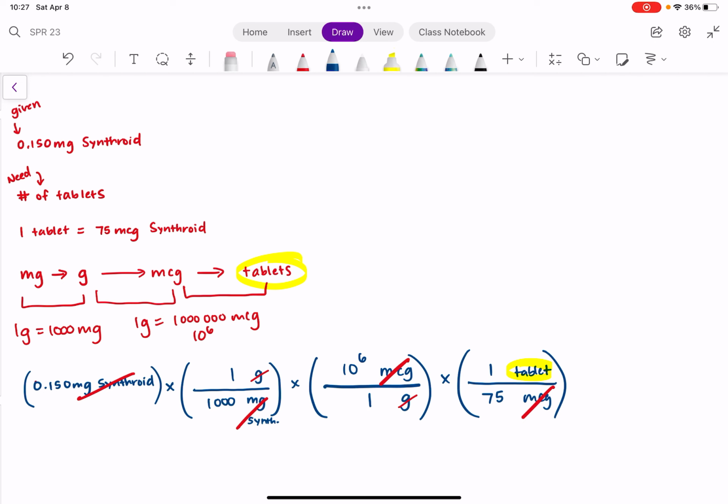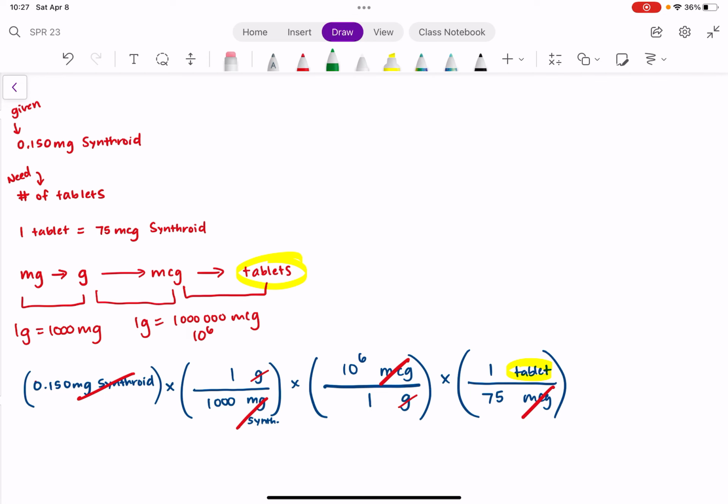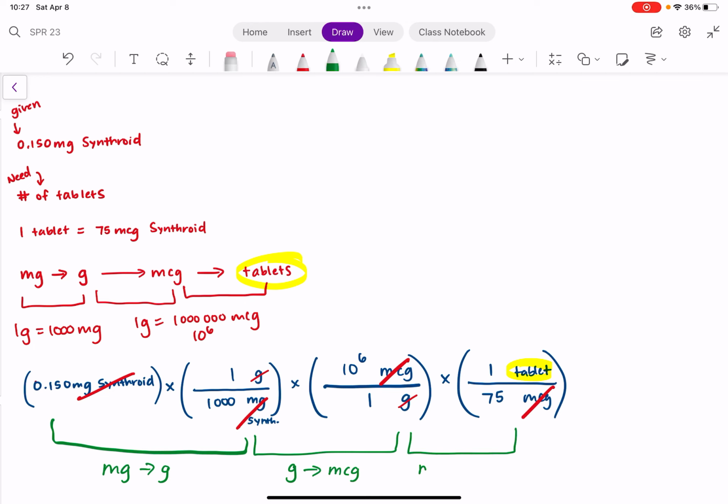So let's look here in a different color. This step was going from milligrams to grams. This step was going from grams to micrograms. And this step was going from micrograms to tablets.